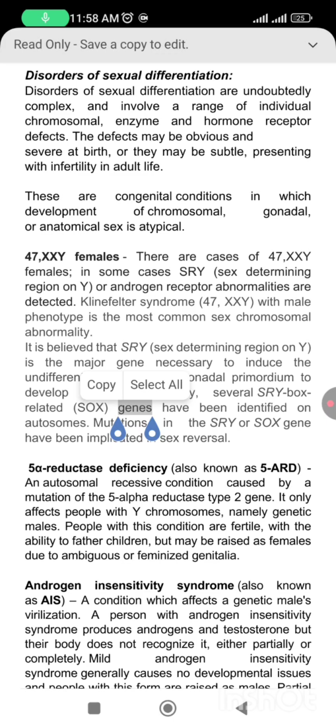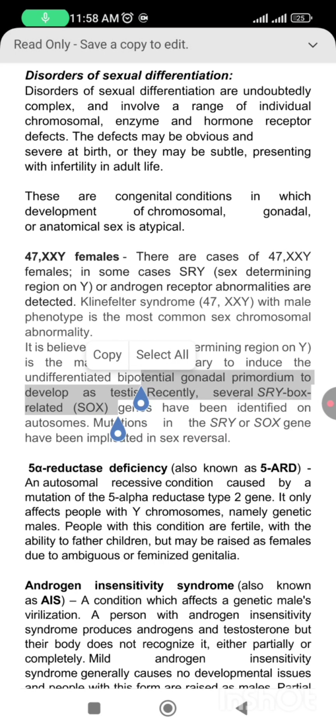Recently, several SRY box related genes have also been identified on autosomes, and mutations in both SRY or sometimes in SOX genes have been implicated in sex reversal.